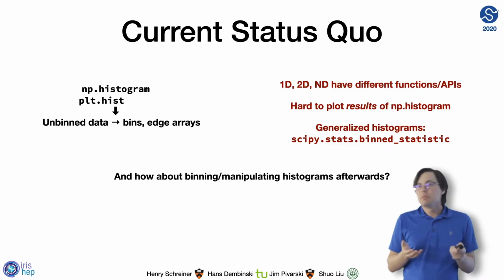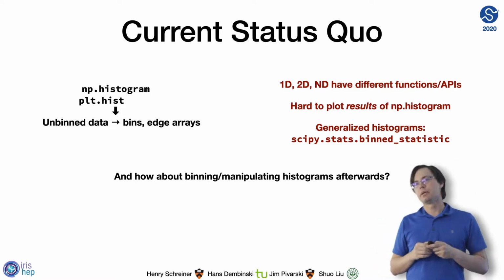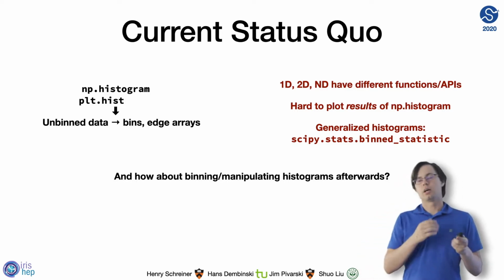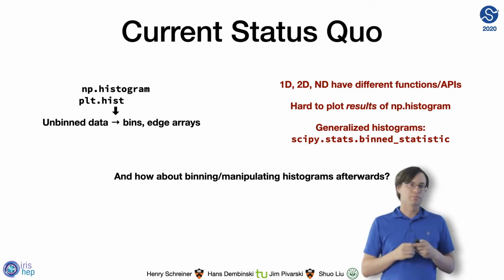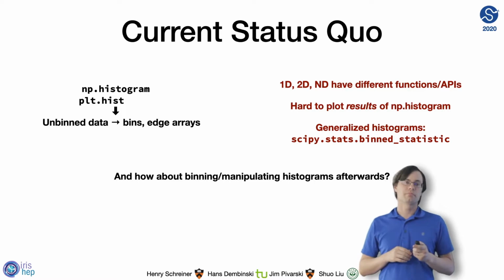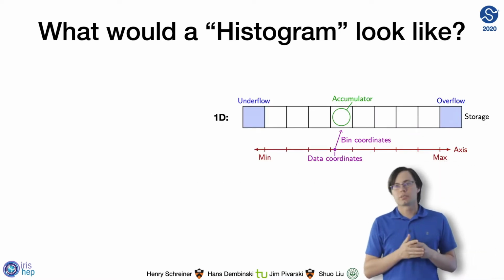And what about manipulating or filling a histogram after you've filled it for the first time? These sorts of situations are not handled very well by this method of using an array to have a histogram. So what would this histogram object look like?